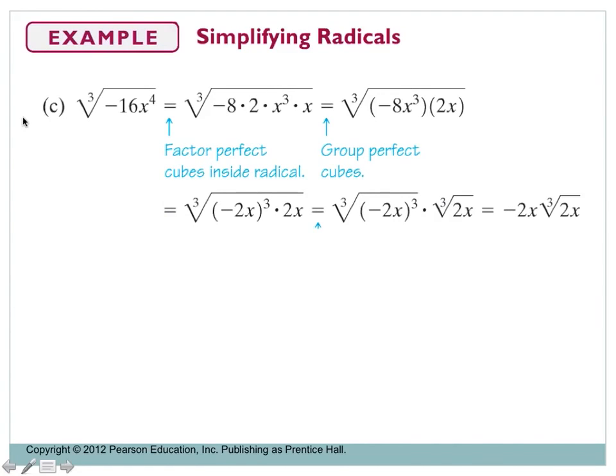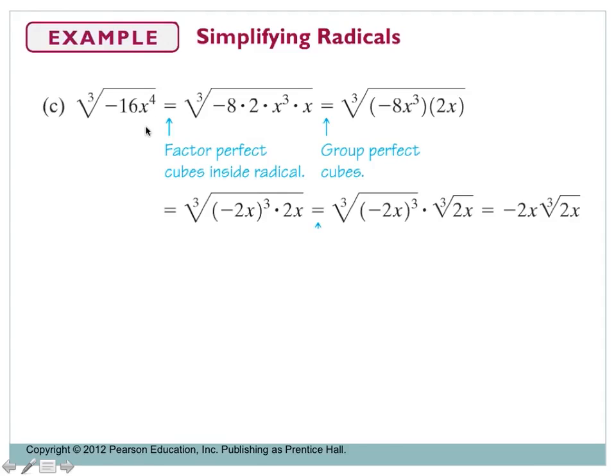Okay, let's say we have something like this: the cube root of negative 16x to the 4th. This one is particularly nasty looking, but what we want to do is break it apart into things that we can figure out. So again, the 16, we've already dealt with that. We know we're going to want to split that into the 8 and the 2. So we're going to split it into a negative 8 and a positive 2.